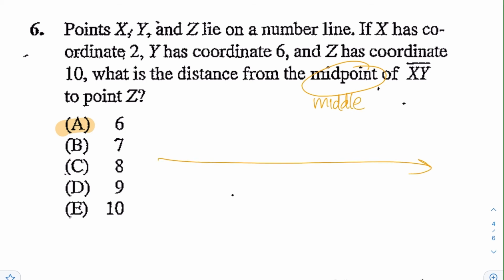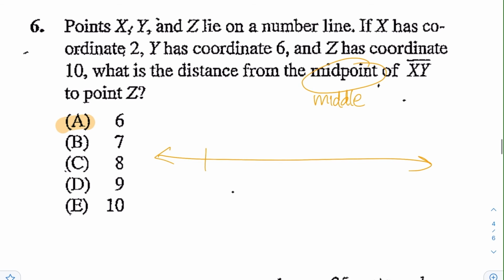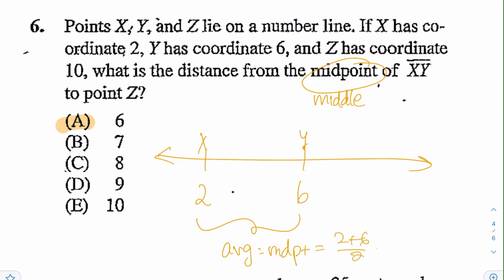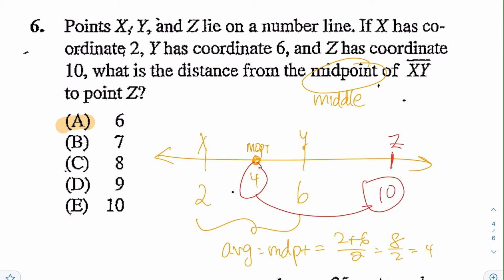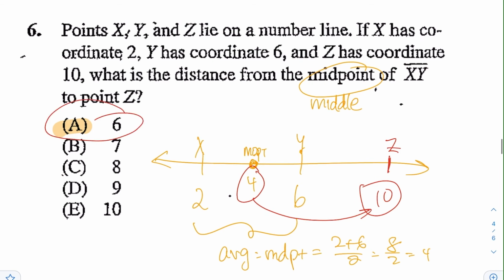So now they're on a number line. So X is at 2, Y is at 6. The midpoint will be the average of these two, which is just 2 plus 6 divided by 2, or 8 over 2, which is 4. So the midpoint is here, and you know that Z is at 10. So the distance from 4 to 10 is just 10 minus 4, or choice A, 6.